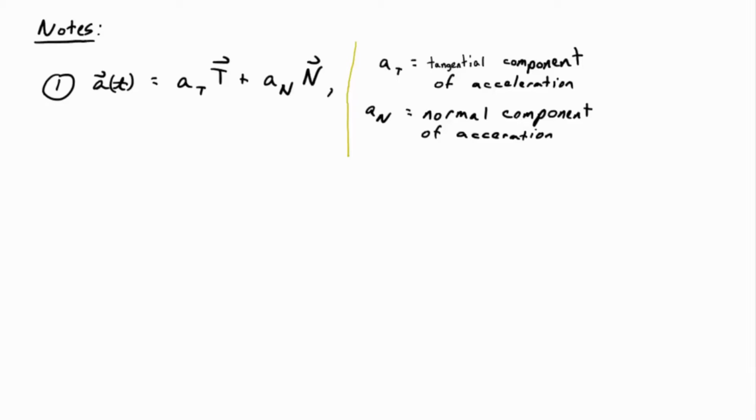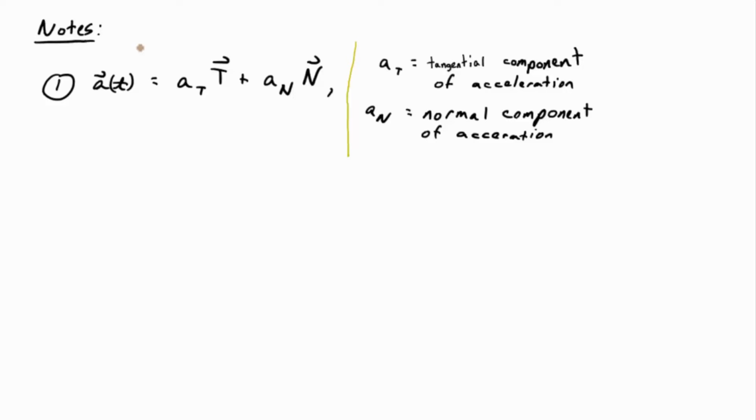All right, a little bit of summary in the notes here. So really what we're saying is A of t, the acceleration vector, can be broken up into, if you've ever taken linear algebra, what would be called a linear combination of t, the unit tangent vector, and n, the unit normal vector. That means it's a scalar times t plus a scalar times n. That's all it means to be a linear combination of two vectors.